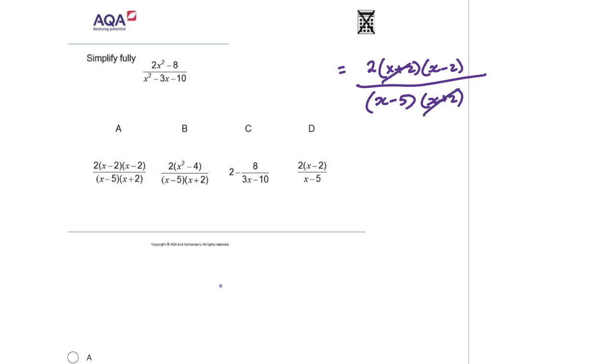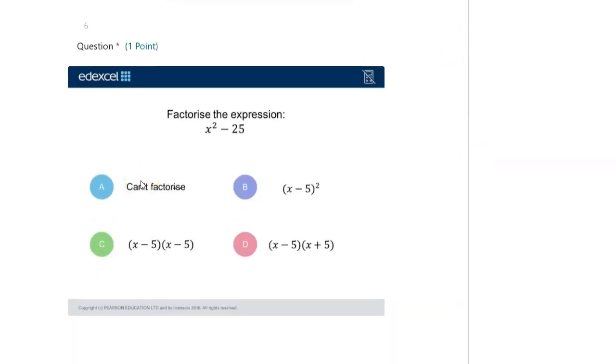We've got a common factor there of x plus 2, that cancels out, and so I'm left with 2 outside of x minus 2, all divided by x minus 5. Answer D. Pushing on to the next question, factorise this expression.